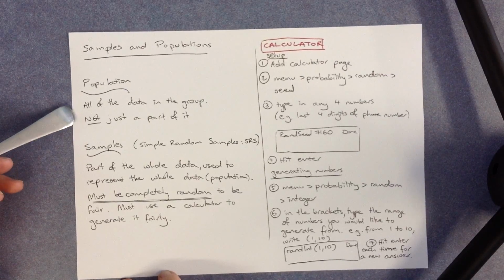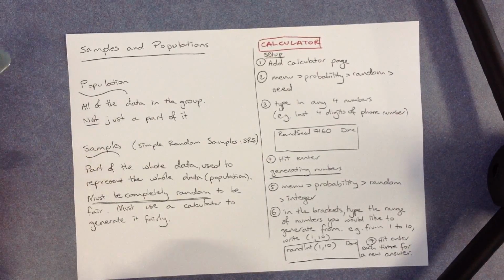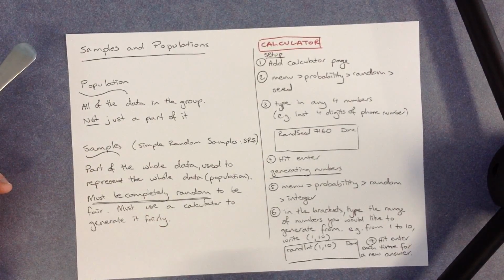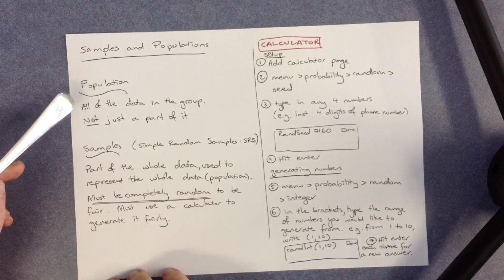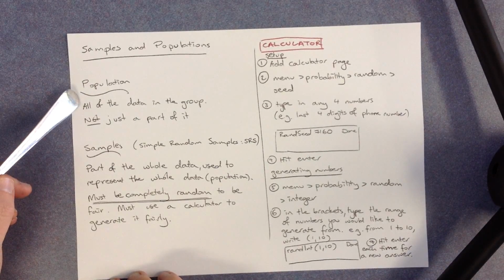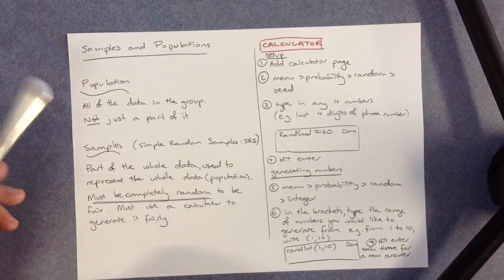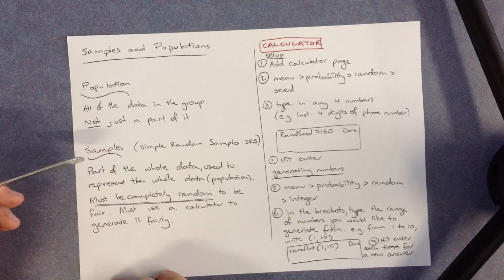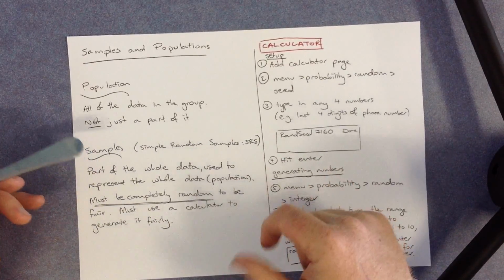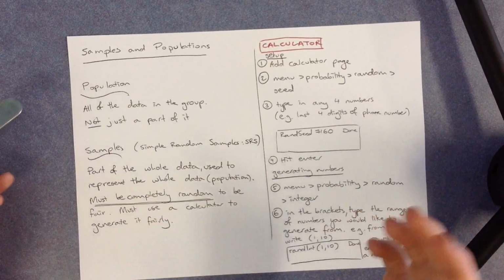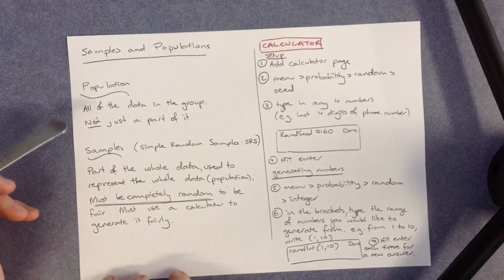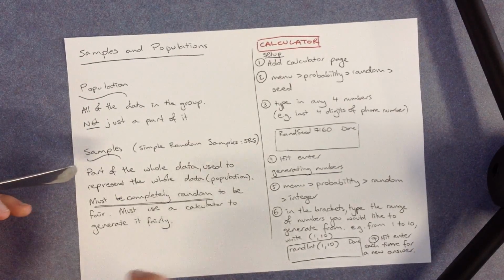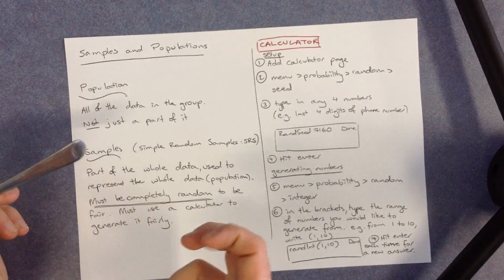Sometimes taking a population is way too difficult. So if I was interested for some research in how many people owned pets, then I wouldn't be able to go around to everyone in Australia and survey everyone. It's just impractical to do so. So I could take a sample or a simple random sample just randomly of that data to get an idea of what the bigger group of the whole population might have. So a sample is a part of the whole data used to represent the whole data.